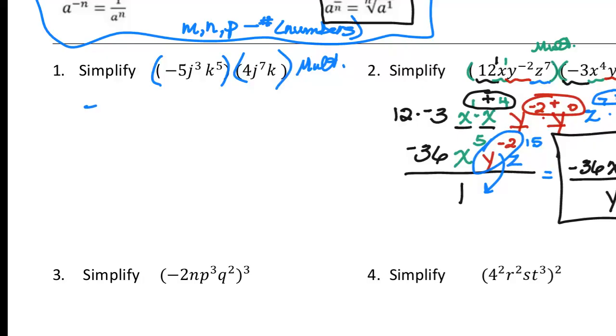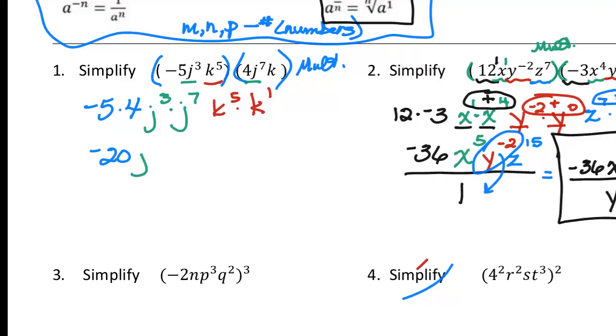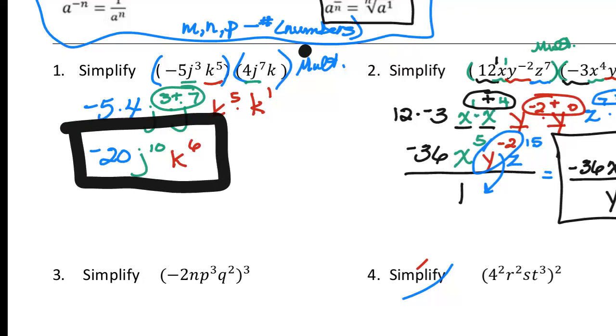So put together -5 times 4. That's your coefficients. Put your j terms together. J to the 3rd times j to the 7th. K to the 5th times k to the 1st. And putting it all together, -20. When I multiply, what do I do with the exponents? Add. 3 plus 7 is 10. And k to the 5th times k to the 1st is k to the 6th. Final answer is -20, j to the 10th, k to the 6th.